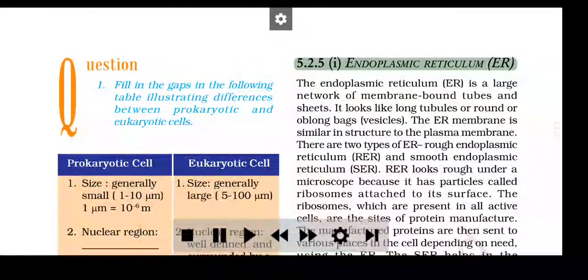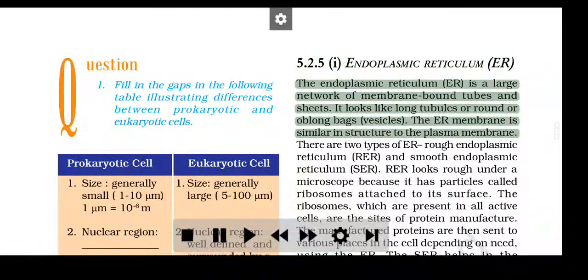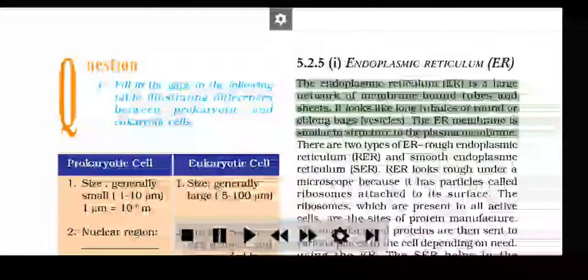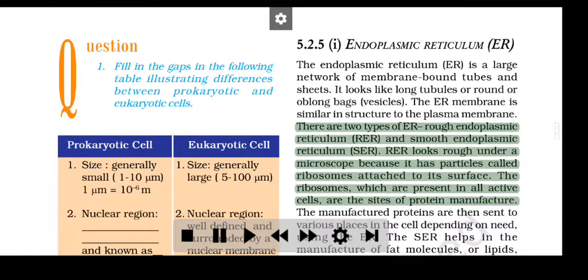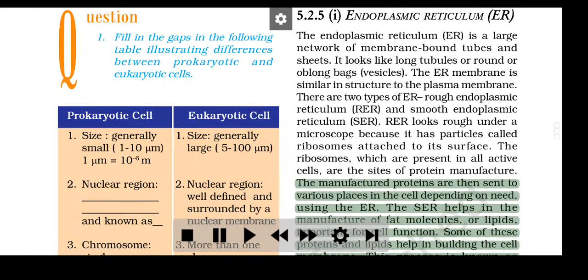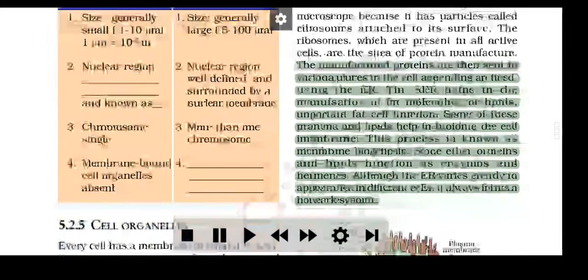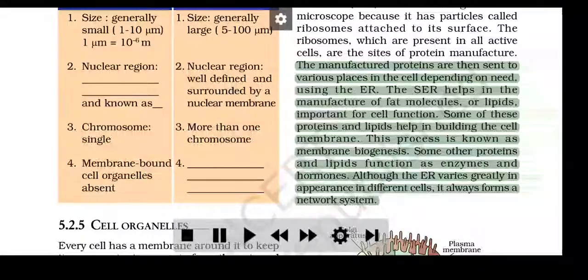5.2.5.1 Endoplasmic reticulum (ER). The endoplasmic reticulum is a large network of membrane-bound tubes and sheets. It looks like long tubules or round or oblong bags, vesicles. The membrane is similar in structure to the plasma membrane. There are two types of endoplasmic reticulum: rough (RER) and smooth (SER). RER looks rough under a microscope because it has particles called ribosomes attached to its surface. The ribosomes, which are present in all active cells, are the sites of protein manufacture. The manufactured proteins are then sent to various places in the cell depending on need.